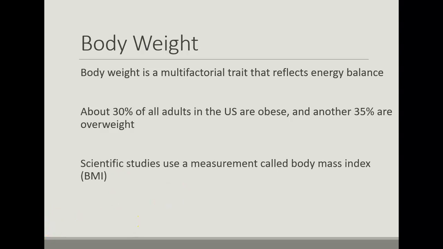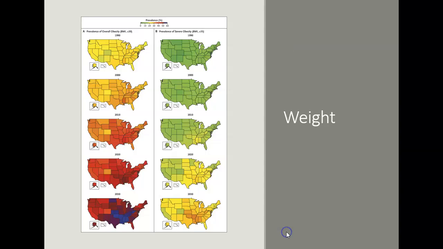Scientists use a measurement called the BMI, which is the body mass index. It is not a great way to determine different tiers of healthy weights. It's the standard, but we also know that it does not work for every person and every body type. This is a graphic to represent how the prevalence of overall obesity, which is defined as a body mass index greater than 30, has changed, even since just the 1990s.